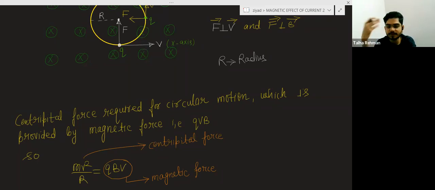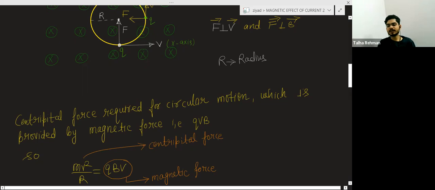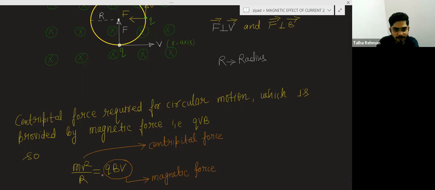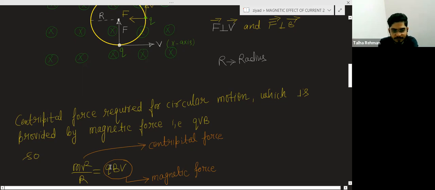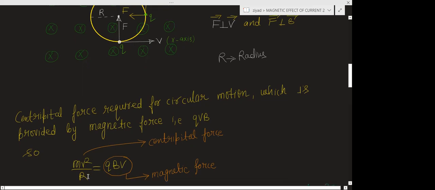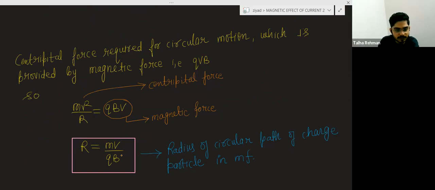So centripetal force will be equal to the magnetic force in this case. And when you calculate the radius r, here this v and this v will be cancelled out. So the radius will be mv by qB. You should learn this formula.